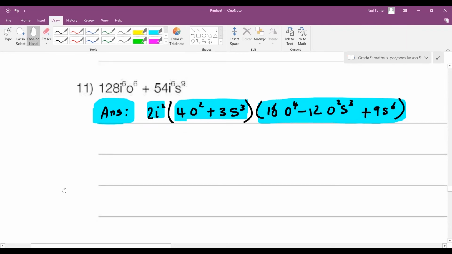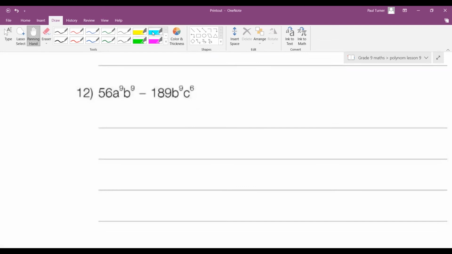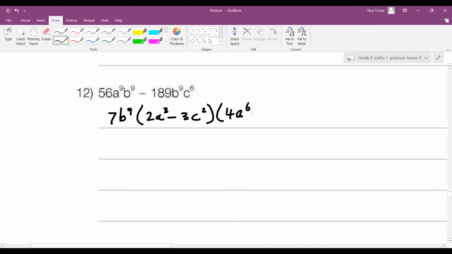Okay, question 12. I'll give you the answer as well because it's a straightforward one. So question 12, you should get 7b^9 as your common factor. Then you'll have (2a^3 minus 3c^2), and (4a^6 plus 6a^3c^2 plus 9c^4). So that's the answer for question 12.